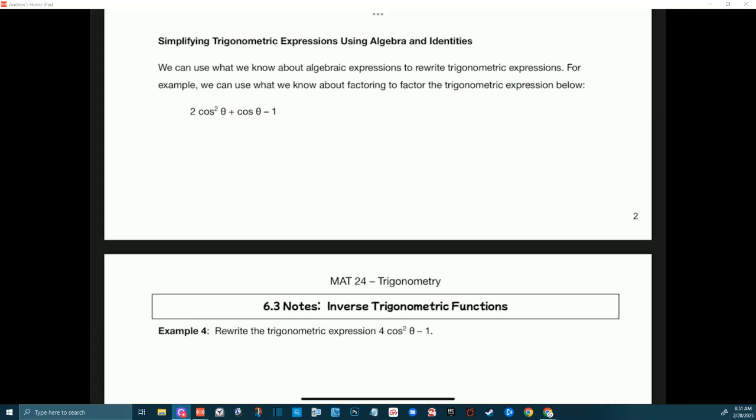So yesterday we talked about verifying trigonometric identities. Today we're going to talk about simplifying and rewriting trigonometric expressions using both what we know about trig and what we know about algebra. This can be useful in lots of situations.